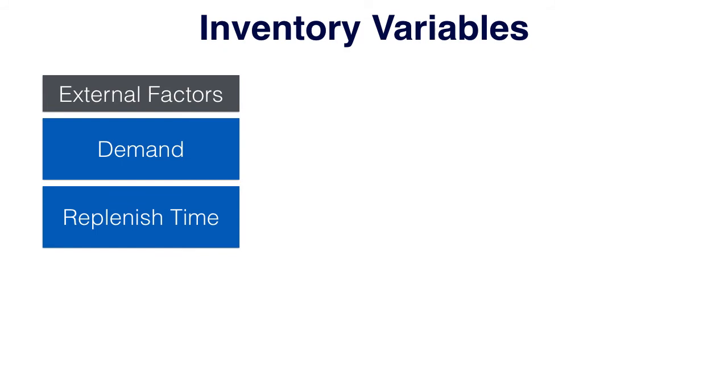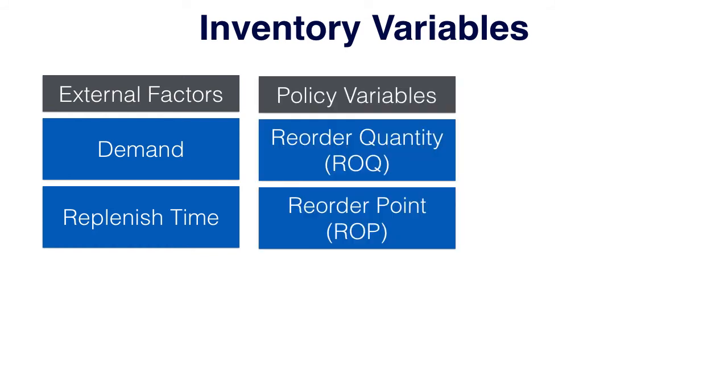All these are the variables that we need to take into account in order to construct the inventory efficiency frontier. Plus we need policy variables. Policy is something in our hand. We can decide. We can't play with the demand and the replenishment time. To some extent we can control, but policy variables are very much in our control. We can decide, and that is reorder quantity, the ROQ, and the reorder point, ROP.